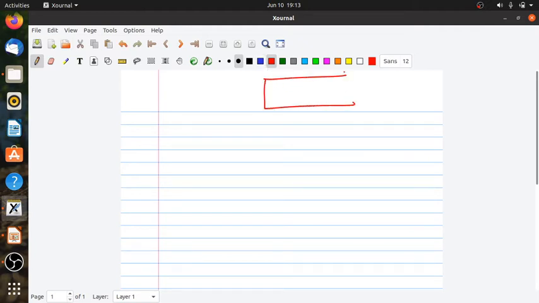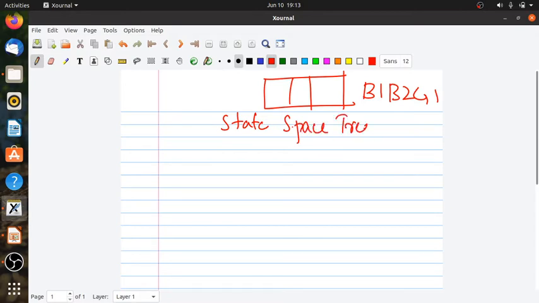We have three seats, and we have three students, two boys and one girl, and we need to arrange the two boys and the girl in these seats. The constraint imposed is that the girl should not sit between the boys. That is the constraint we have to apply. So I am going to draw the state space tree of the corresponding backtracking solution. This is the starting node.